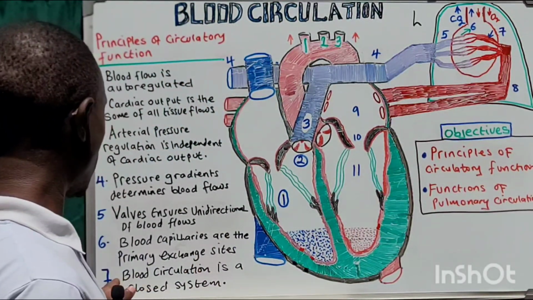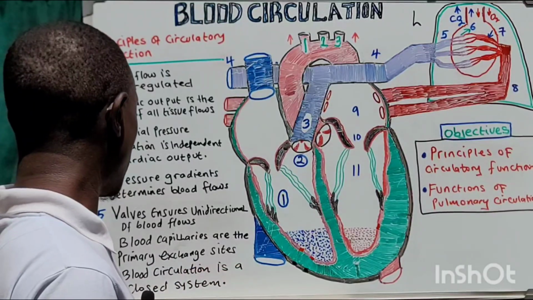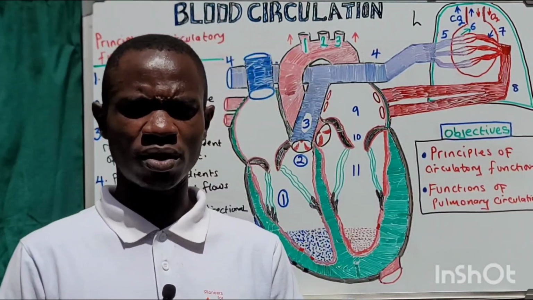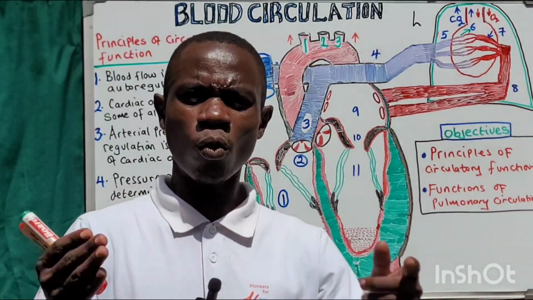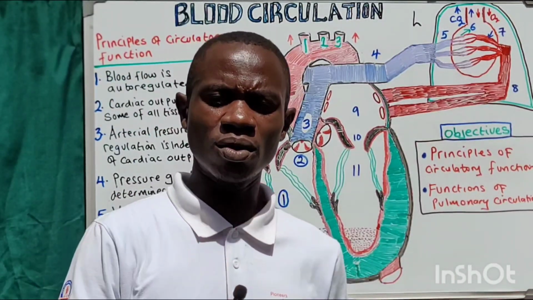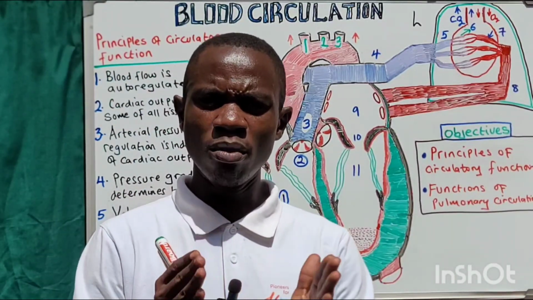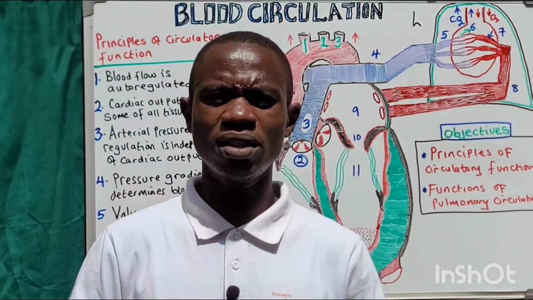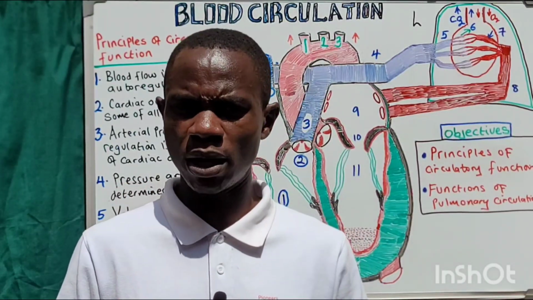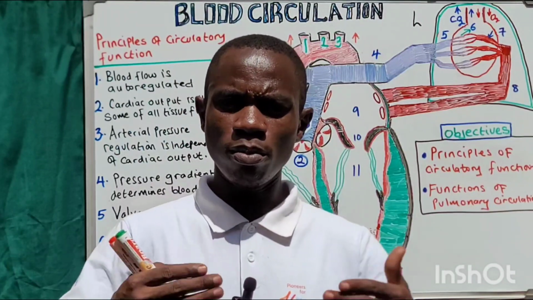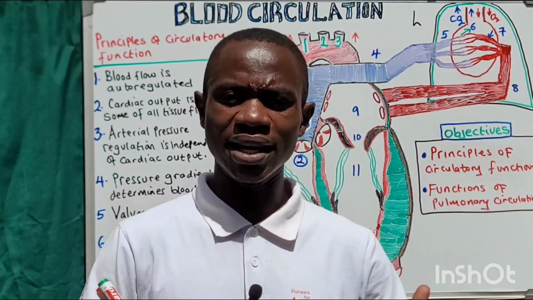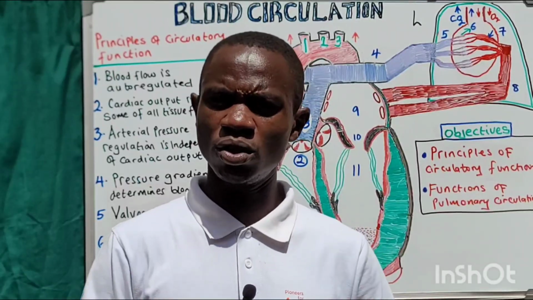And then the last one is that blood circulation is a closed system. Now this is self-explanatory. The cardiovascular system works under what we call a closed circulation. Blood should move inside the blood vessels. There is no point at which we want blood to move out of the blood vessels. When blood moves out of the blood vessels, that is what we call bleeding, and that's not a normal physiological process.